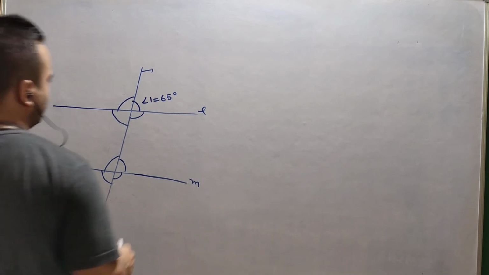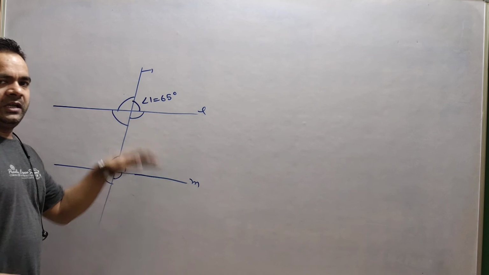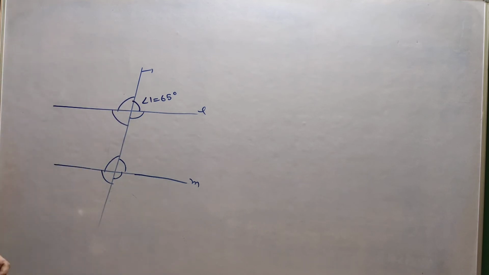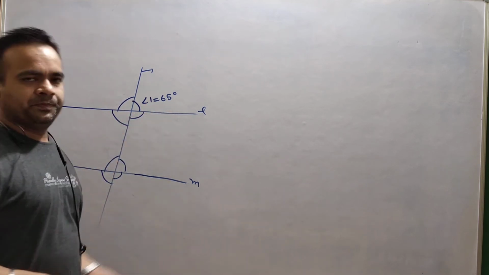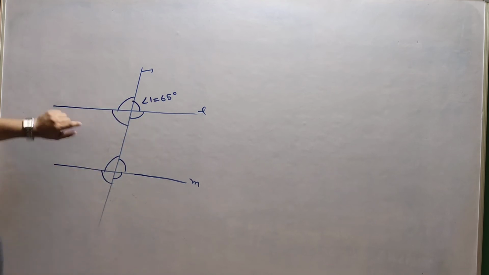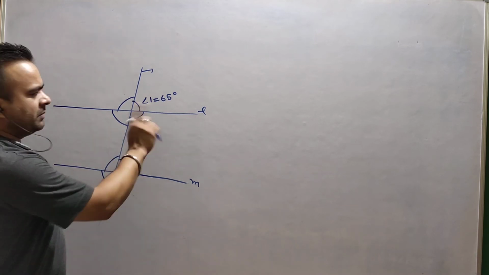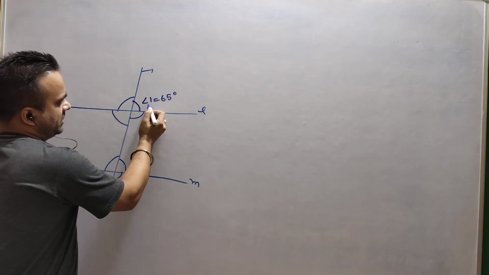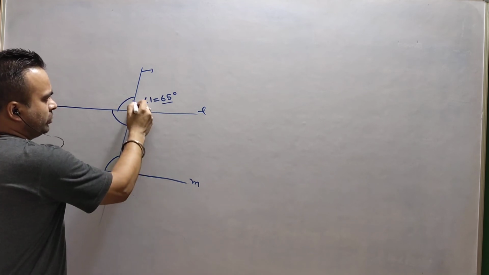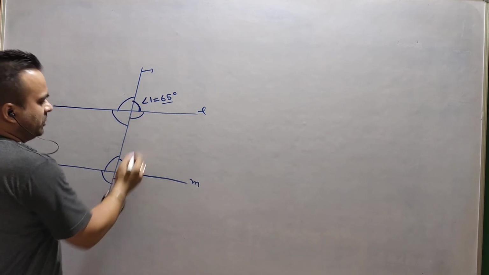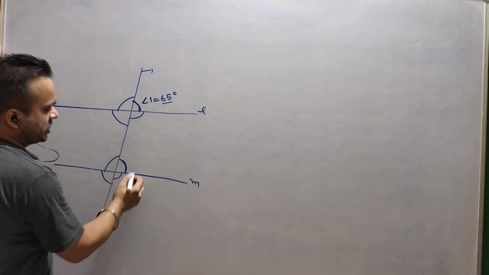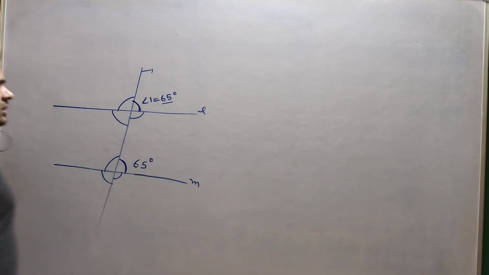In this particular parallel lines and transversal case, if only one angle is given, then we can find all the other 7 angles easily. How? Okay, one by one we will try to understand. In the figure, suppose it is 65 degrees, so you can understand what the corresponding part of this is. Definitely this one, so it will be 65 degrees. Reason: corresponding angles are equal.